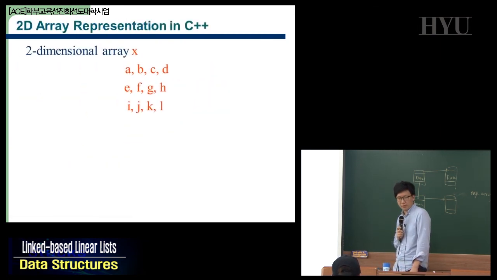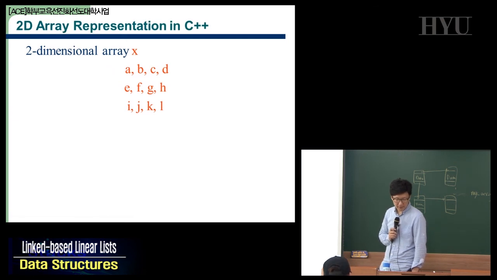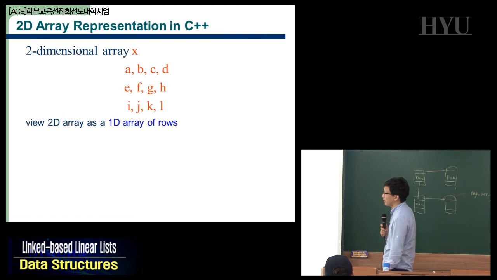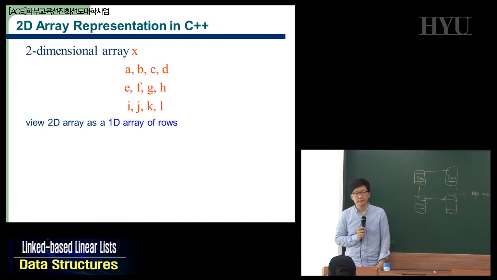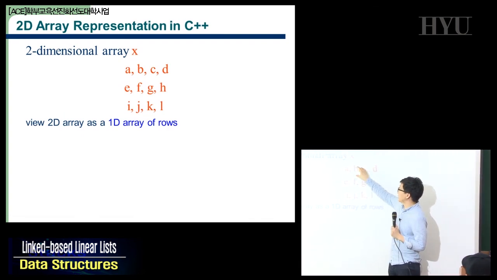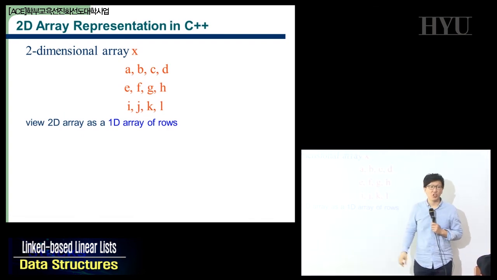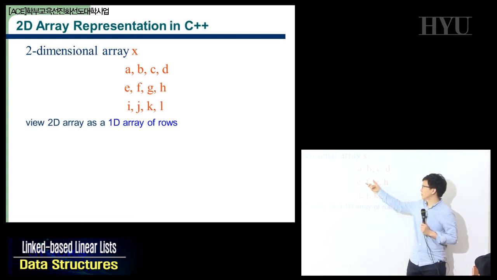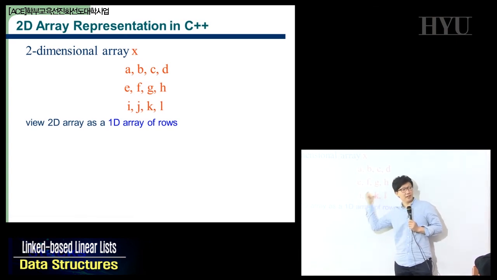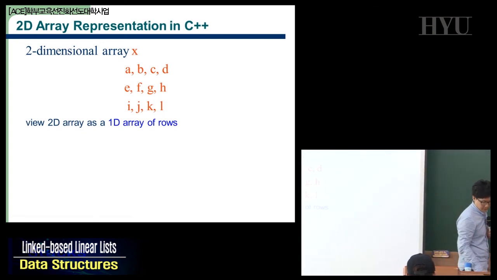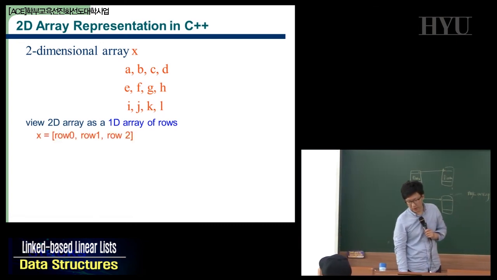2D array representation in C++, 2-dimensional array X. View a 2-dimensional array as one array of rows. So there might be a way to take a look at it as this one is another array, a 1-dimensional array, the single row. This one, separate array. This one, separate array. That's actually what's being done in C++.